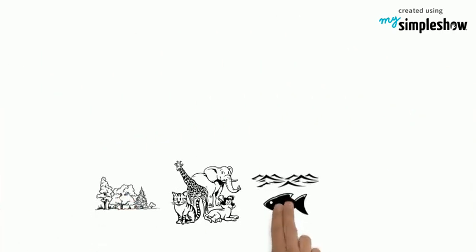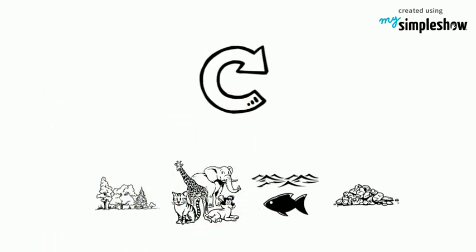Plants, animals, the oceans, and even rocks are part of the carbon cycle, and without this important cycle, we wouldn't be able to live.